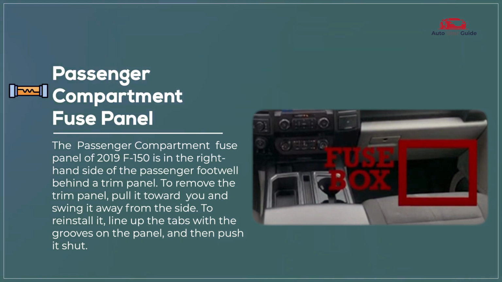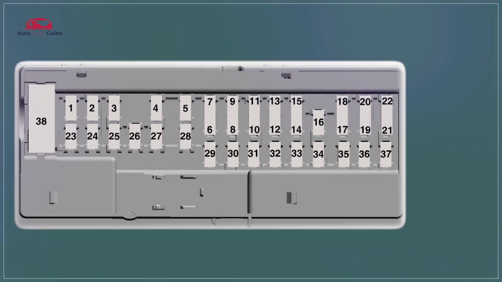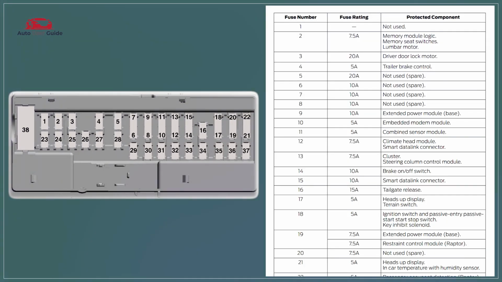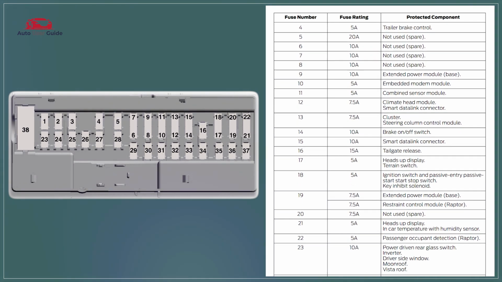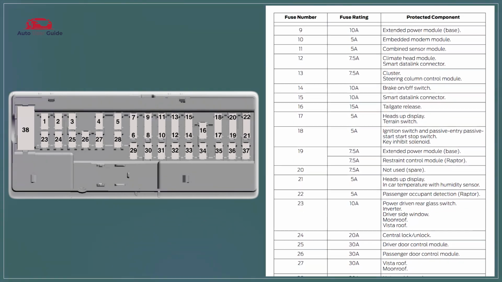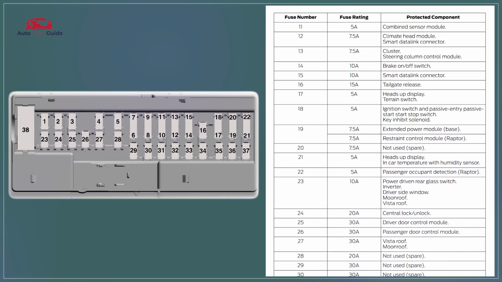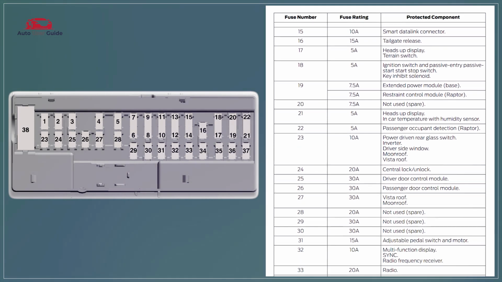Passenger compartment fuse panel. The 2019 Ford F-150 passenger compartment fuse panel safeguards interior circuits for features like the radio, climate control, and power windows. Conveniently located, it prevents overloads and allows quick fuse changes.